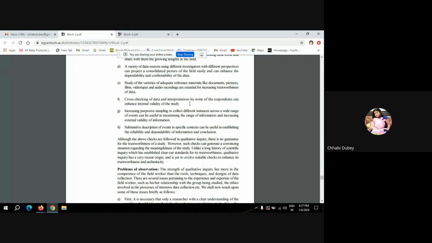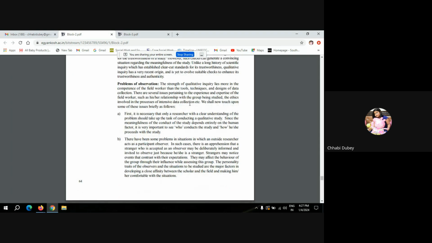And finally, the substantive description of events in specific context. It can be useful in establishing the readability and dependability of information and the conclusion. So all of these principles can be used in order to make the studies more trustworthy.